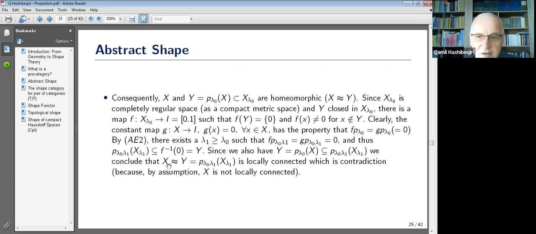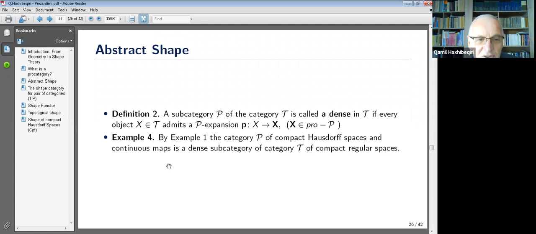Definition 2: a subcategory P of the category T is called dense in T if every object X admits a P expansion p from X to an inverse system X, an expansion in pro-P. Example 4: by example 1, the category P of compact Hausdorff spaces and continuous maps is a dense subcategory of the category T of compact regular spaces.